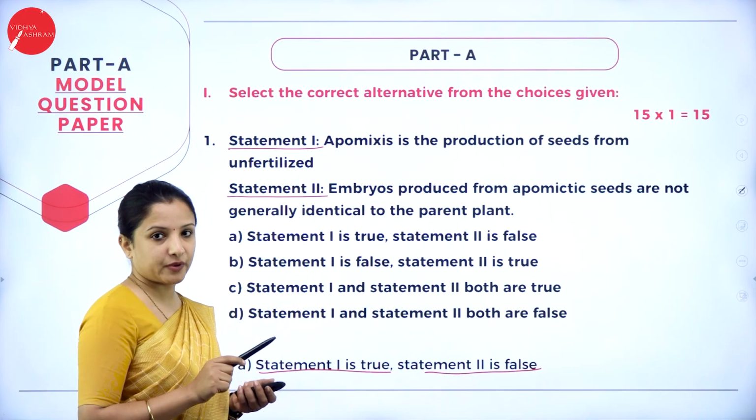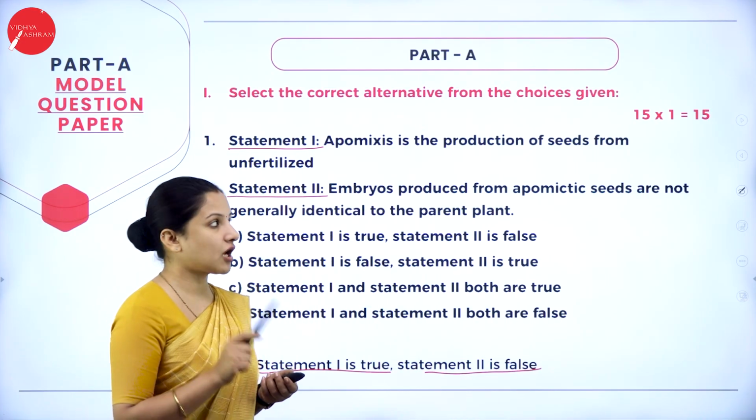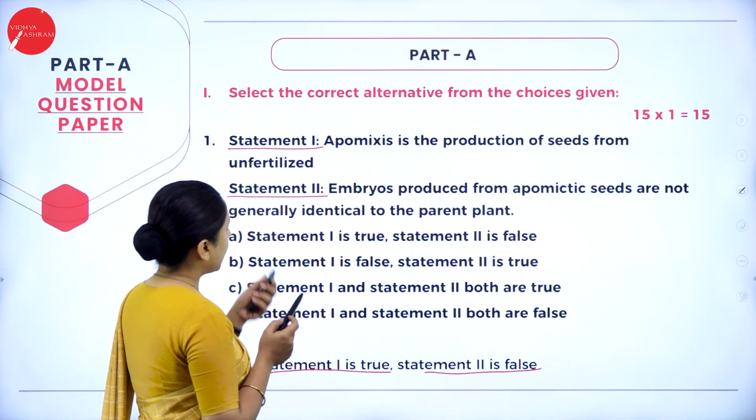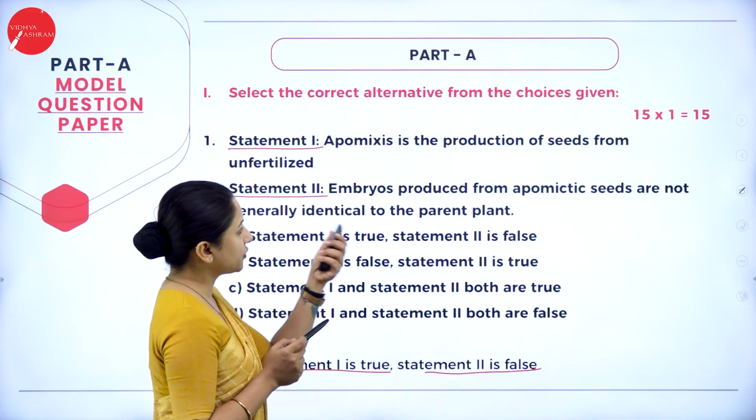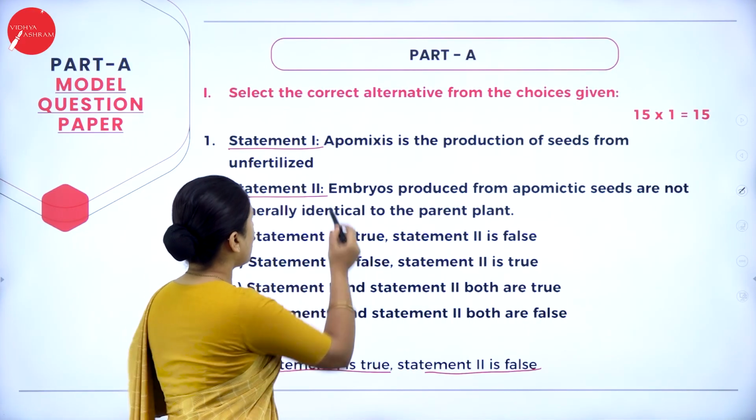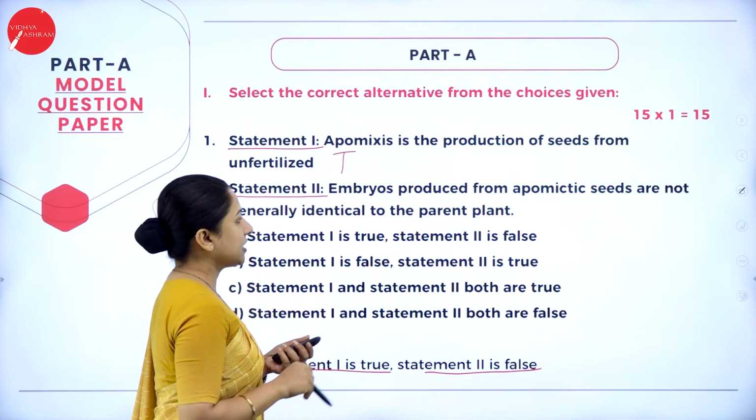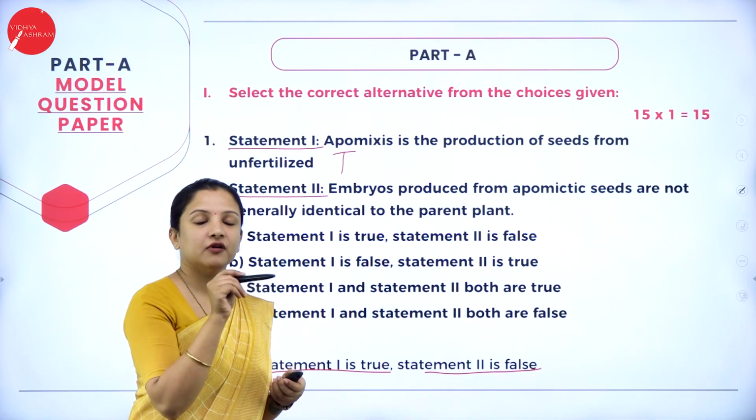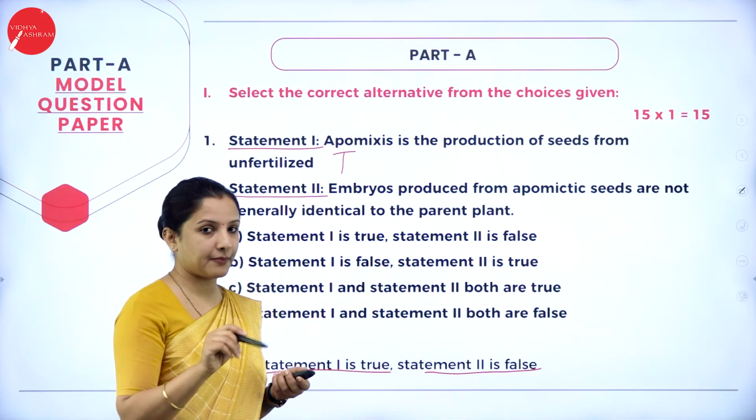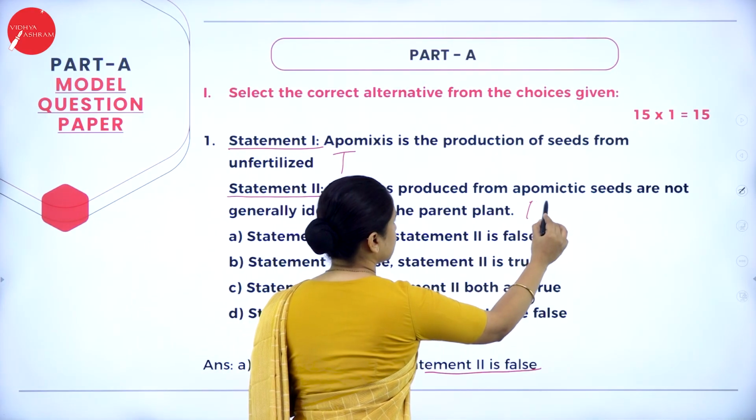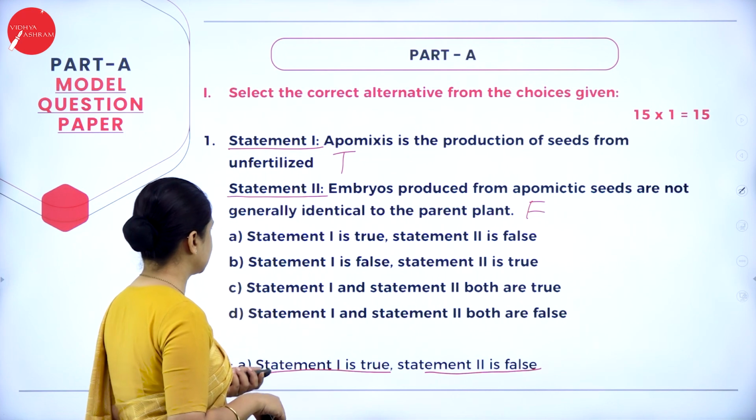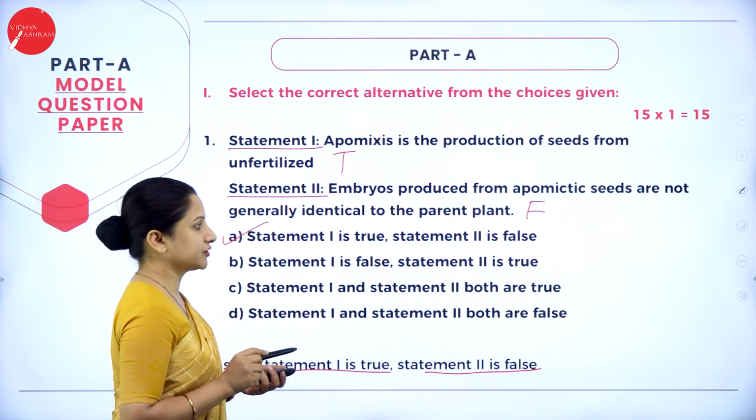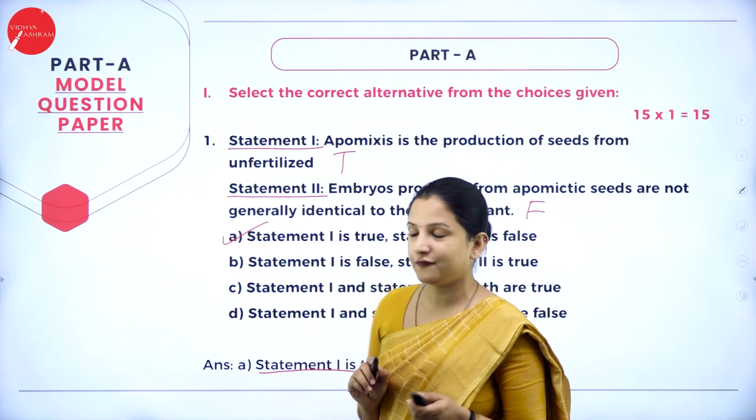Statement 1 is true because apomixis is nothing but production of seeds from unfertilized ovules. And statement 2, embryos produced from apomictic seeds are not generally identical to the parent plant. They are identical to the parent plant because your fertilization process doesn't happen. So therefore, this statement is false. So the correct answer for this is option A, that is statement 1 is true and statement 2 is false.